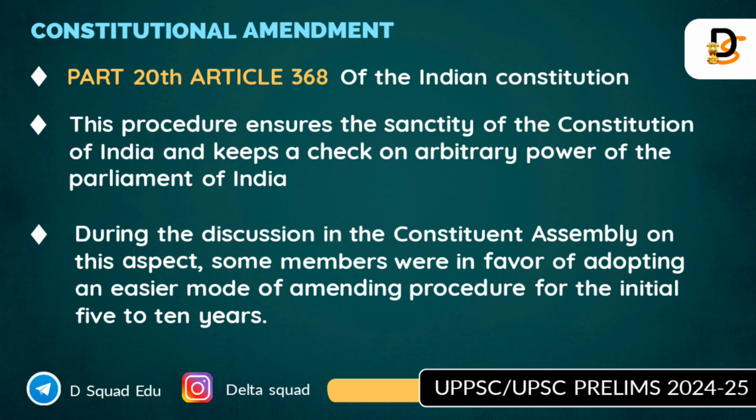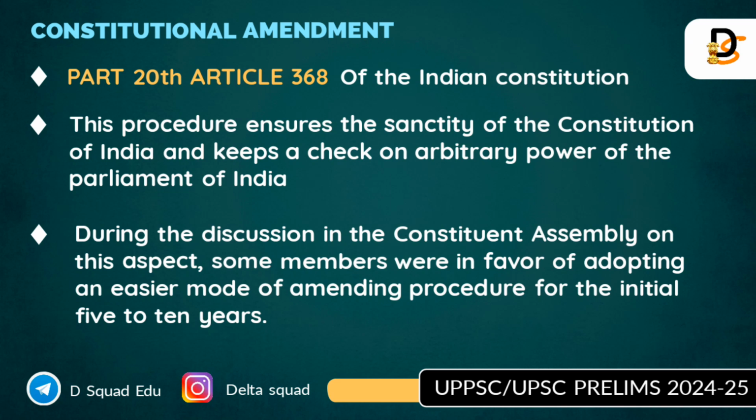It is mentioned in Article 368 of Part 20 of the Indian Constitution. This procedure ensured the superiority of the Constitution with a strong check on the arbitrary actions of the Parliament. During the discussion in the Constituent Assembly on this aspect, some members were in favor of adopting an easier mode of amending procedure for the initial 5 to 10 years.